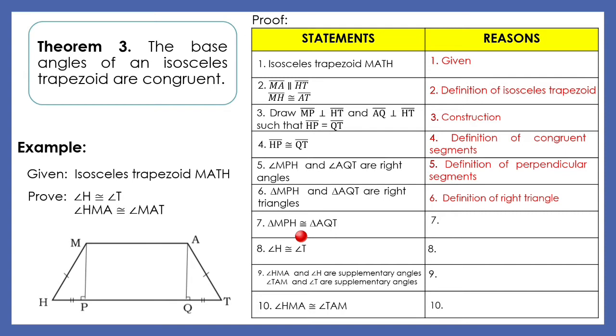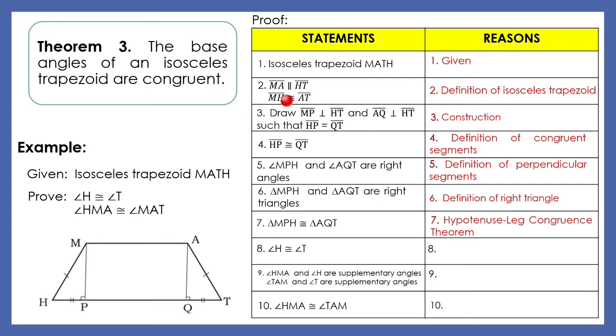For statement number 7, triangle MPH is congruent to triangle AQT. So, ito yung triangle MPH and triangle AQT. They are congruent because of the hypotenuse leg congruence theorem. So, paano sila naging congruent? By hypotenuse leg congruence theorem.